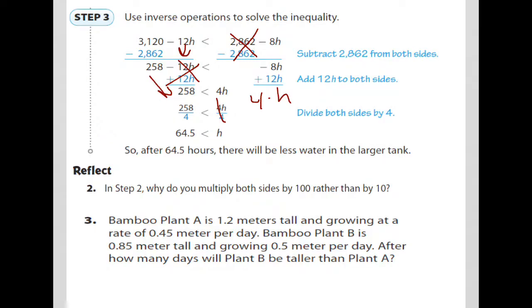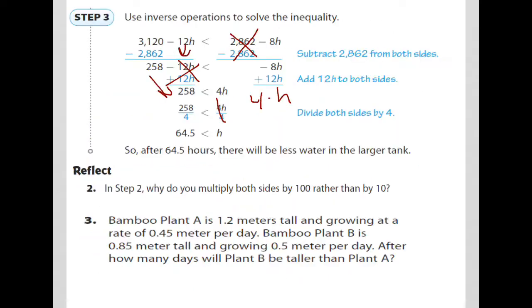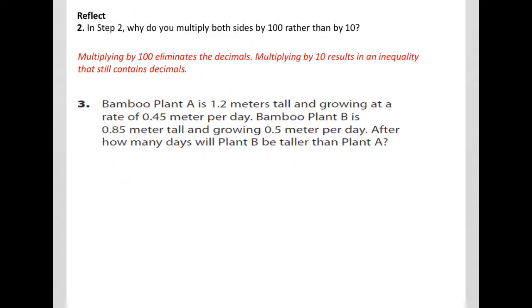If we multiplied, let's go back a little bit further. If we multiplied 28.62 by 10, we'll just have 286.2. So we will still have decimals, and we're trying to get rid of the decimals altogether. So again, you want to multiply by the largest power of 10 in order to eliminate the decimals.